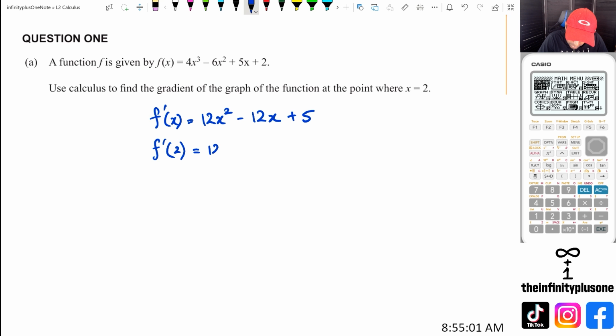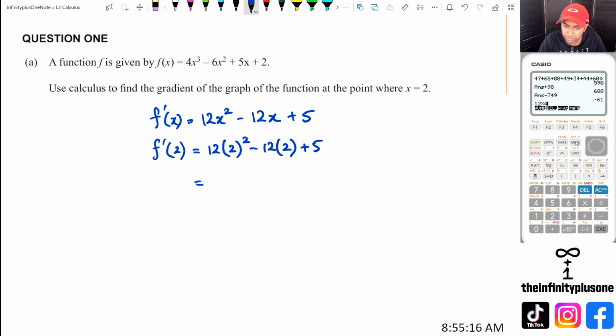So we're going to get 12 times 2 squared minus 12 times 2 plus 5. And putting this in the calculator, we've got 12 times 2 squared, that's going to be 4, minus 24 plus 5, and we should get an answer of 29. And once you put the answer down, you have to actually show that you get the derivative. So you have to actually show this line here, and then you actually have to give the answer as well.